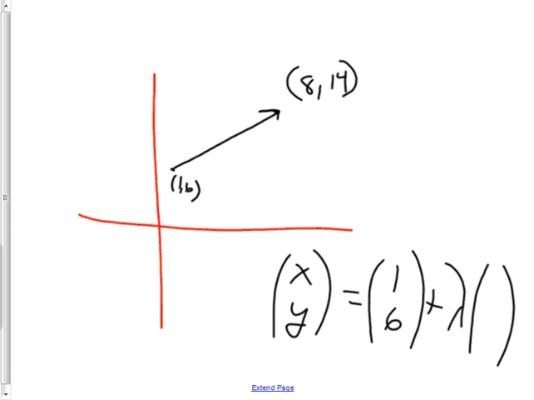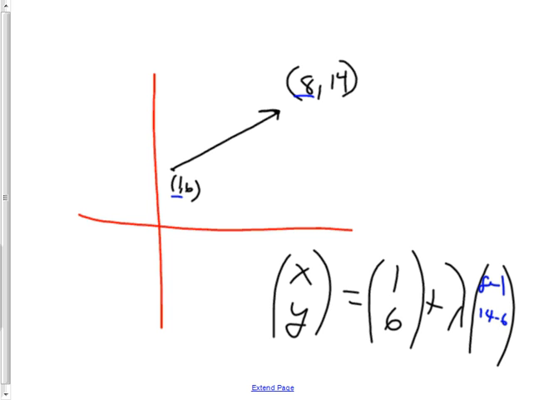So here's the easy way to think of it. You just have to take the x minus the other x, 8 minus the 1, which is 7, of course. And then you have to take the 14 minus the 6, which will be an 8.